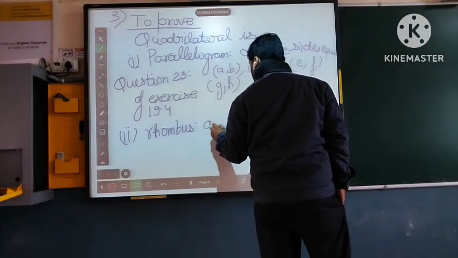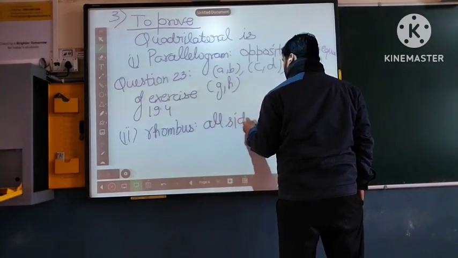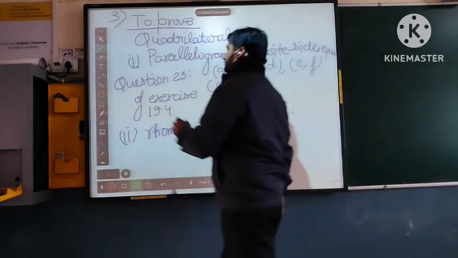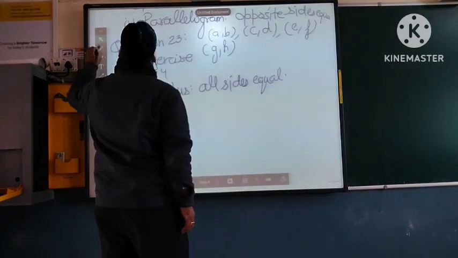For a rhombus what will it be? All the sides are equal. All the sides equal means find the length of all the sides and show that they are equal. That's how we do it.